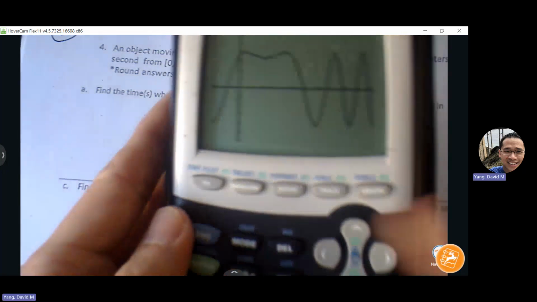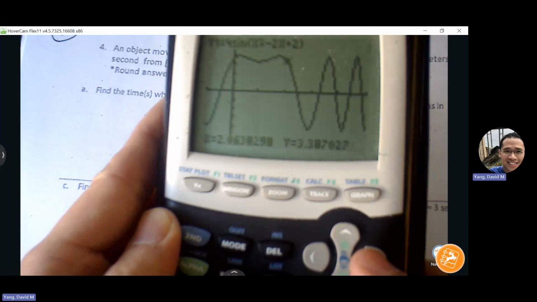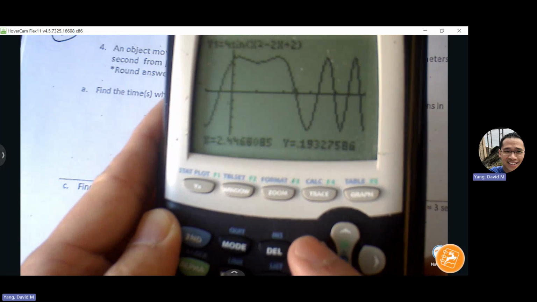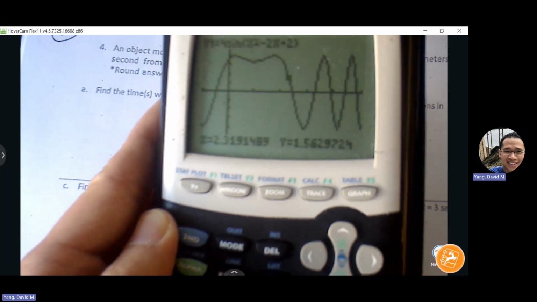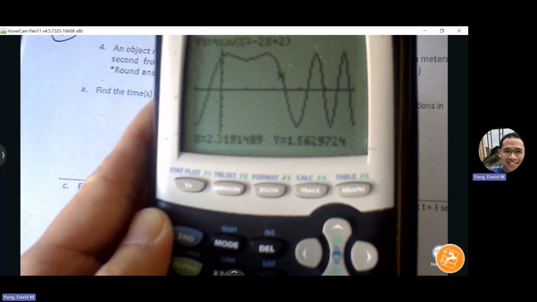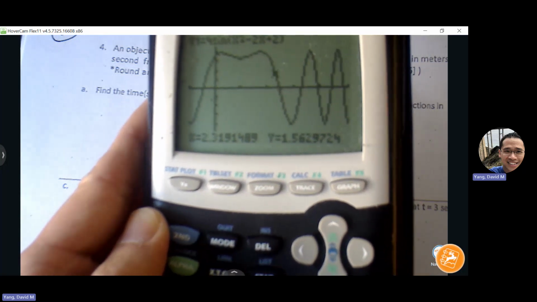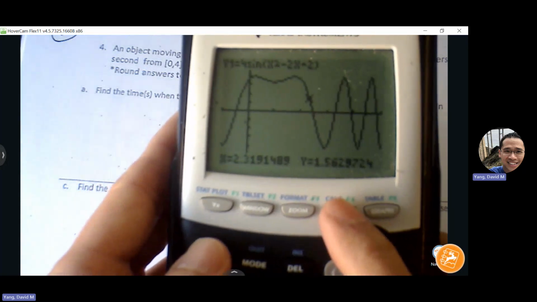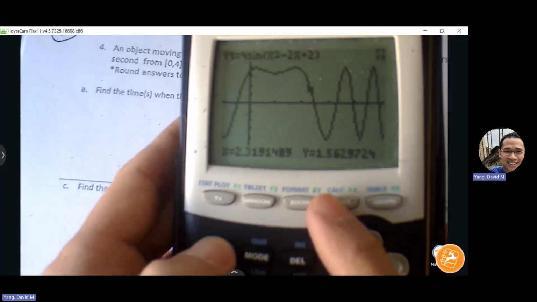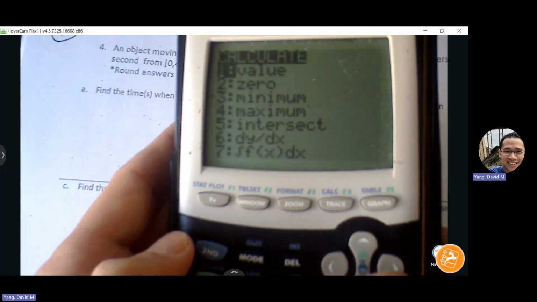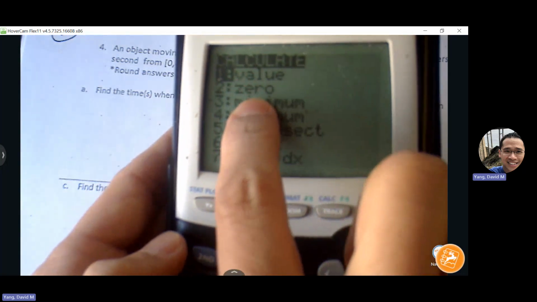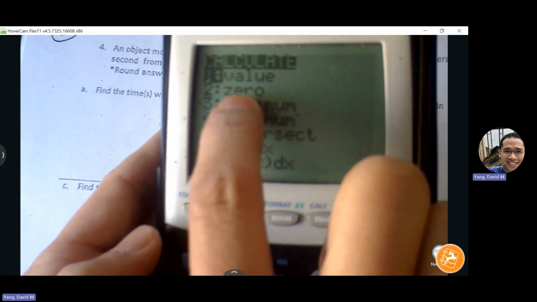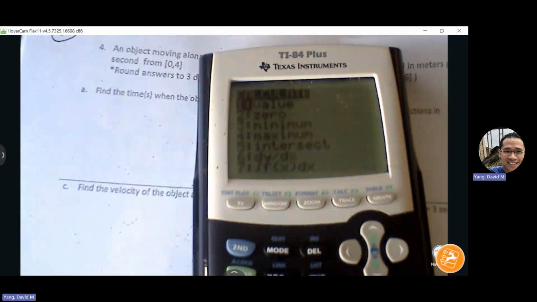Now, we can trace, but the trace feature is not going to be as accurate as we would like. It's getting close, but it's not quite where we want. So I want to show you how we can get enough accuracy to be satisfactory for the AP exam. I'm going to write down these instructions: we're going to do second trace, and select the zero feature. Second trace zero will allow us to get to that zero, or x-intercept.